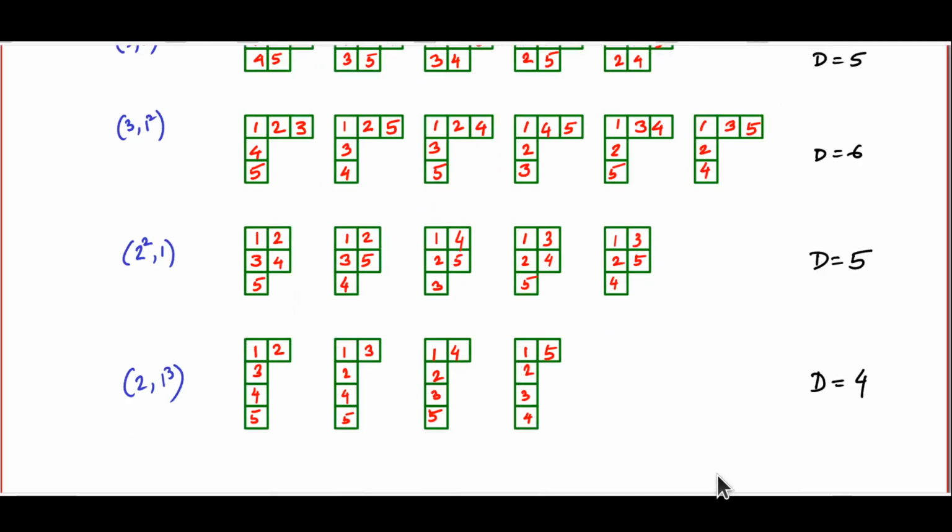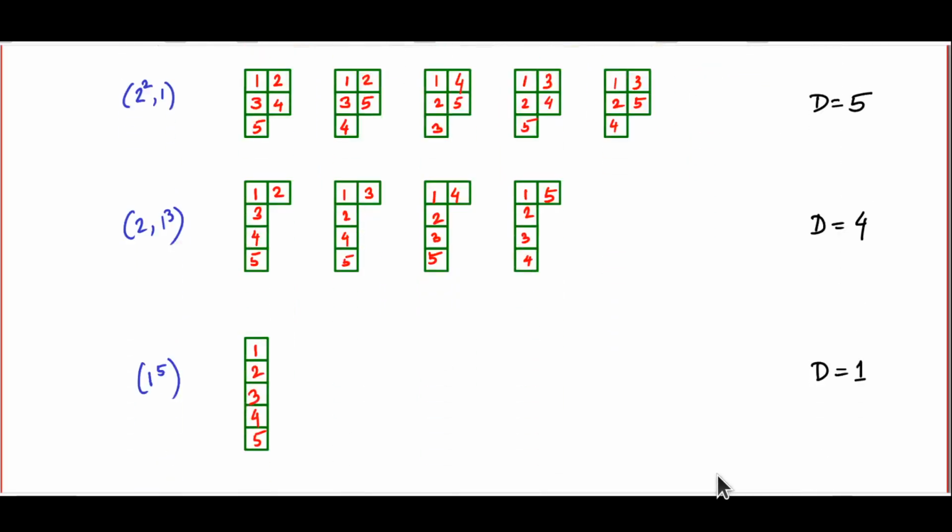And finally, the partition 1 plus 1 plus 1 plus 1 plus 1, which has 5 boxes, 1 in each row, can only be filled up in one order: 1, 2, 3, 4 and 5.